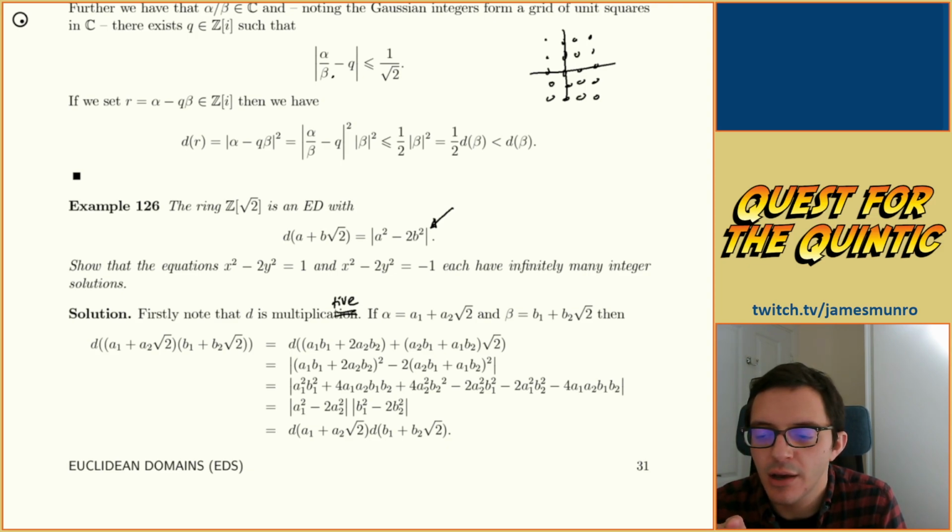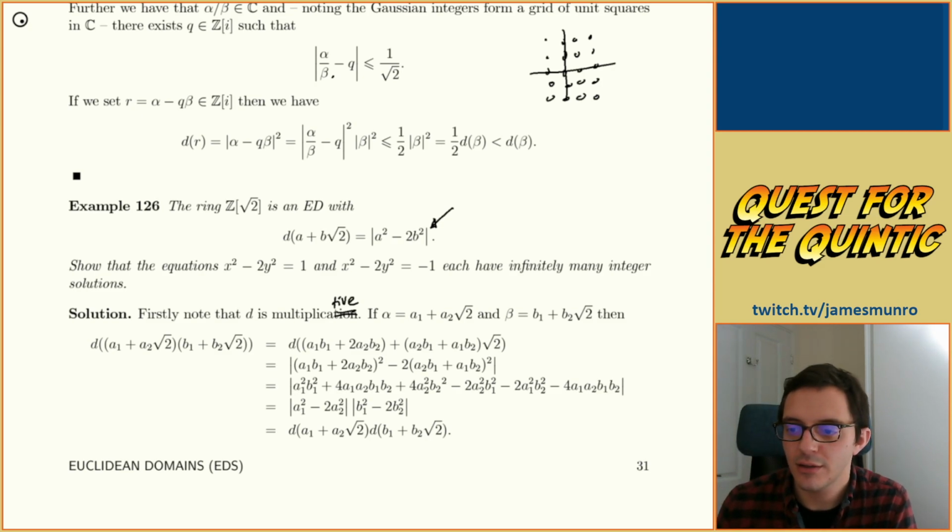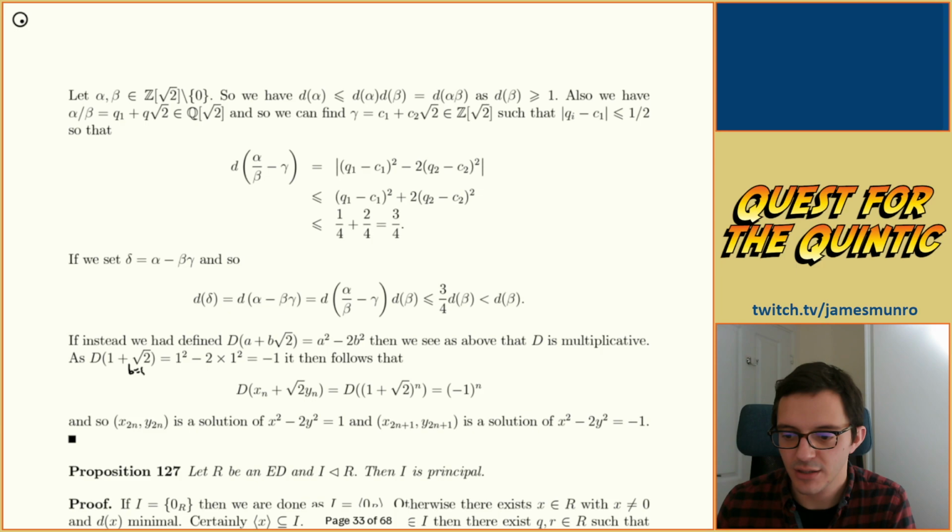which means that you can choose some example of a number in Z root 2 that has norm minus 1, then you can keep generating these things by doing powers of that number to generate solutions alternately to those two equations. It's pretty cool. Okay, it's kind of unrelated to the Quintic, I think.